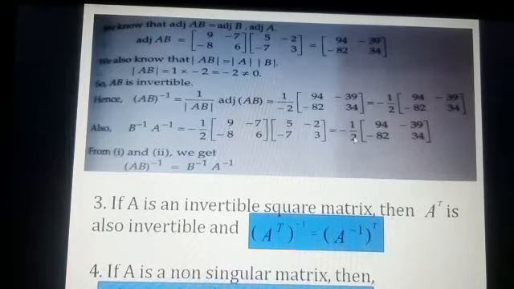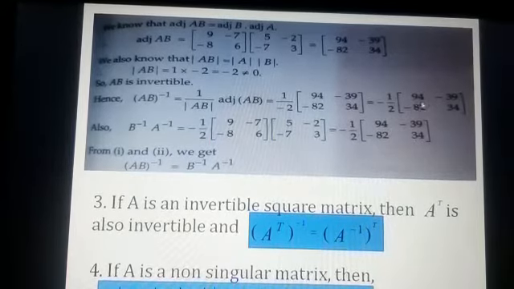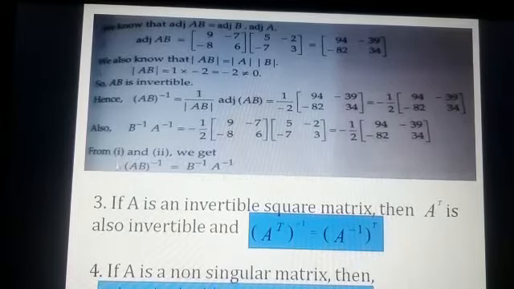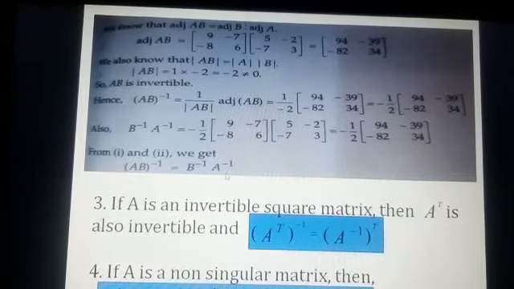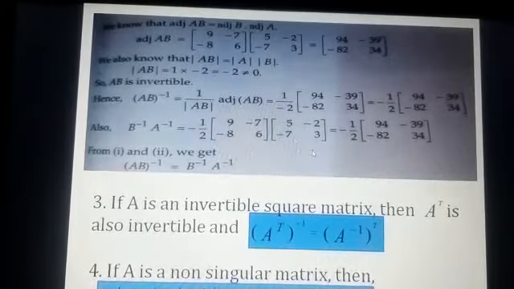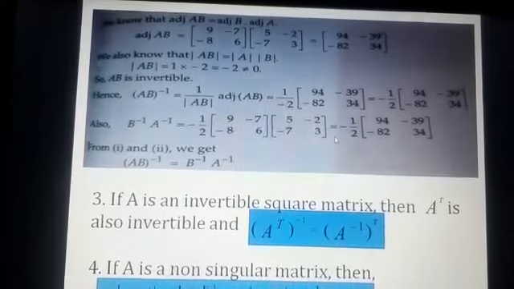So after doing the product, you will get that both (AB) inverse and B inverse A inverse have the same result. So you can easily verify this: (AB) inverse is equal to B inverse A inverse. This has been asked in the board exam also, so practice this one by taking other examples also.